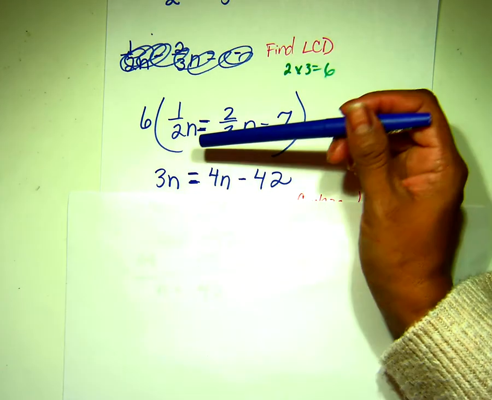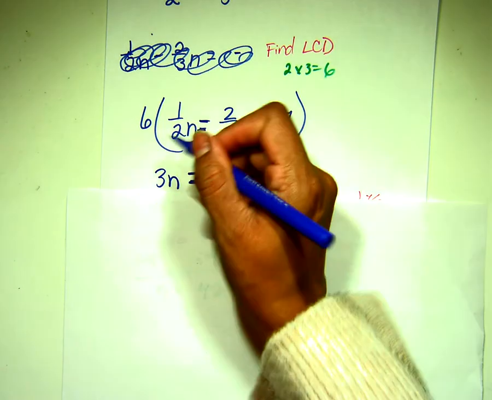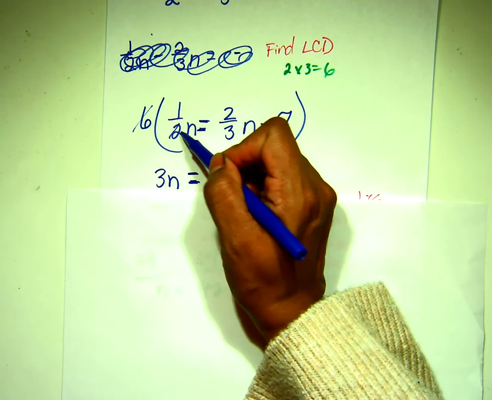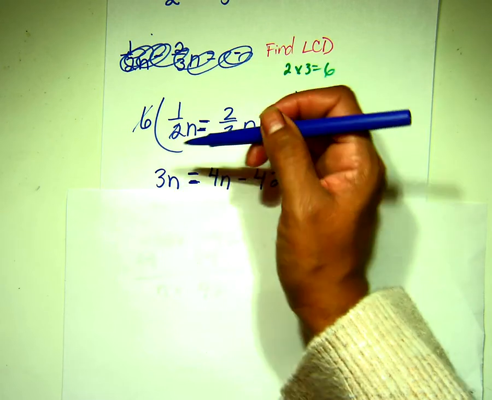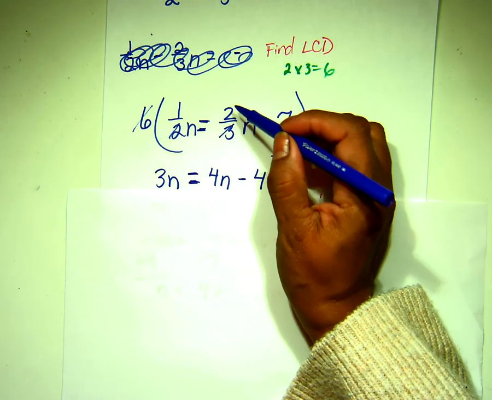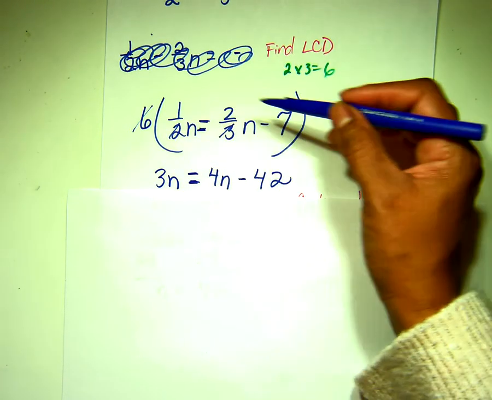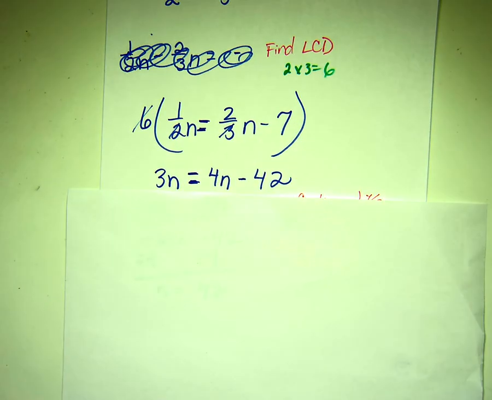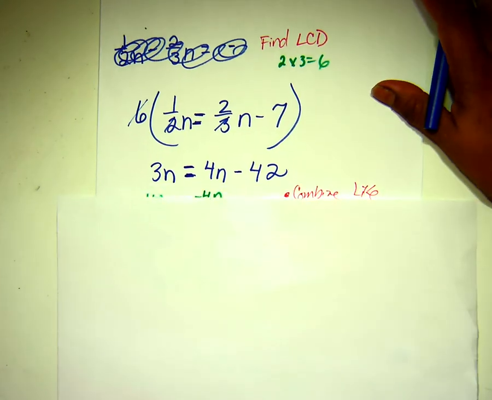So let me go over there real quick again. I'm using division. So 6 divided by 2 gives me 3. 3 times 1 is 3. Bring down your equal sign. 6 divided by 3 is 2. 2 times 2 gives you 4. And then 6 times 7 gives you 42. Still going to simplify and combine like terms.